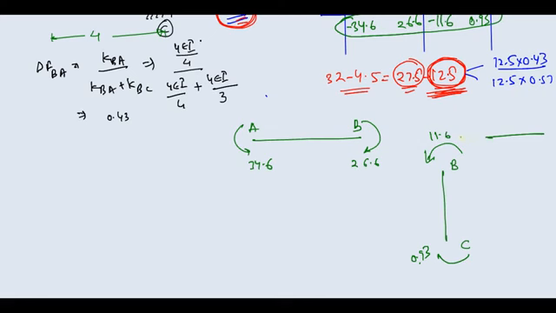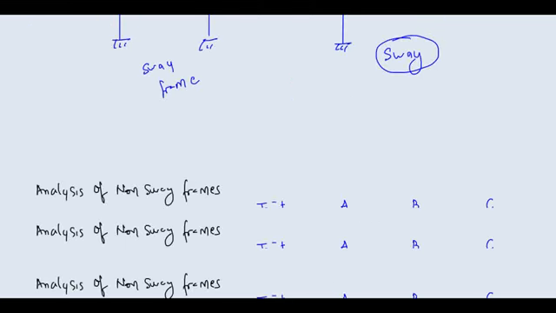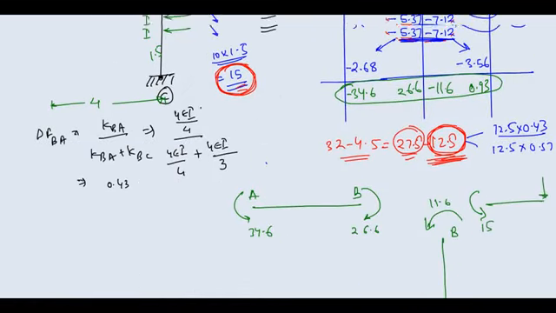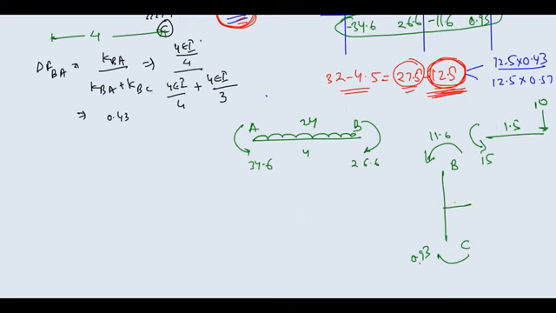Okay, and here you are having your loading. How much was the loading? I think it was 10. Here you are having 10. This is 1.5 meters. Here you are having your UDL of 24. This is 4 meters. And here you are having a point load of 12. This is 1.5. I am leaving it to you.